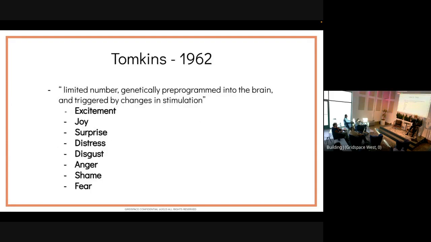First of all, I'm going to start with categorical. In 1962, this guy called Tompkins said that there's a limited number of emotions. He proposed that a limited number are genetically pre-programmed into the brain, triggered by changes in stimulation. He proposed these 8 emotion categories and basically said, this is it. These are your emotions. Have fun. Bye.